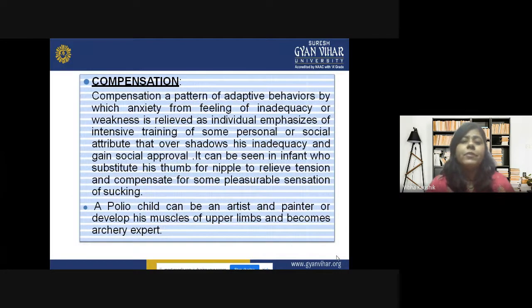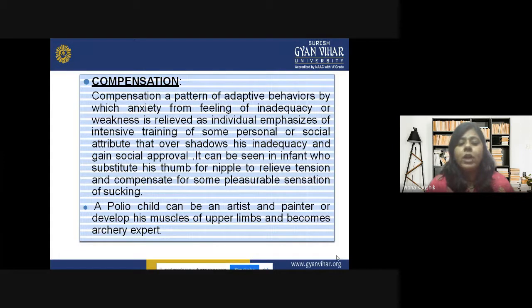The first defense mechanism that we are going to discuss is compensation. Compensation is a pattern of adaptive behavior by which anxiety from feelings of inadequacy or weakness is relieved as the individual emphasizes intensive training of some personal or social attributes that overshadow the inadequacy. An individual tries to compensate in another field. It can be seen in an infant who substitutes the thumb for the nipple to relieve tension and compensate for the pleasure sensations of suckling.